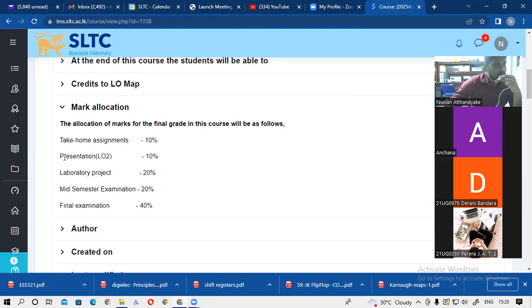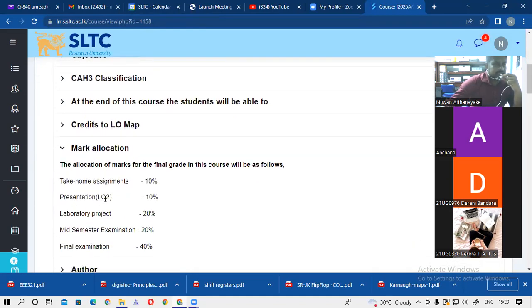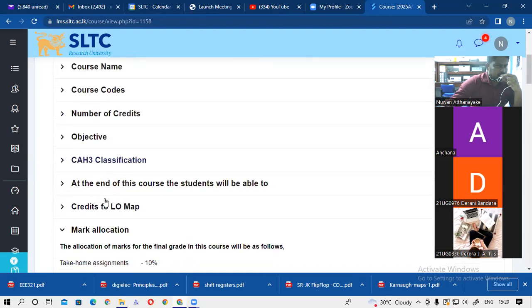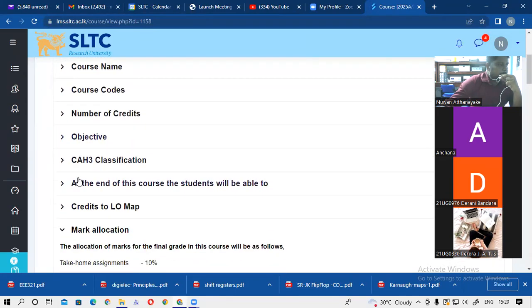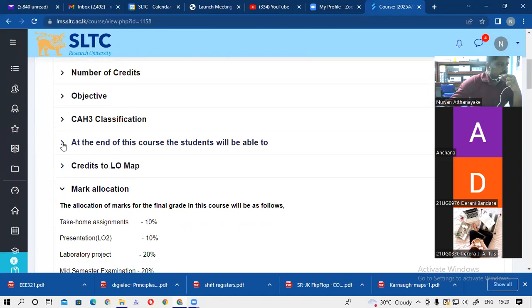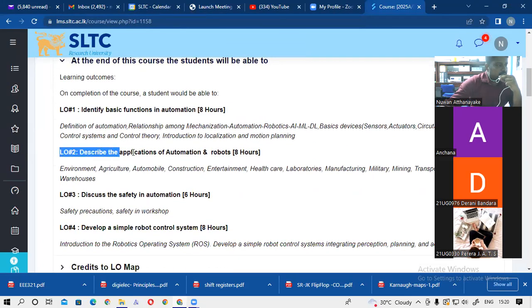I forgot to tell you that you also have the presentation. You have to do an individual presentation. We will decide later whether we will do it individually or as a group. Mostly your presentation will be based on LO2, describe the application.